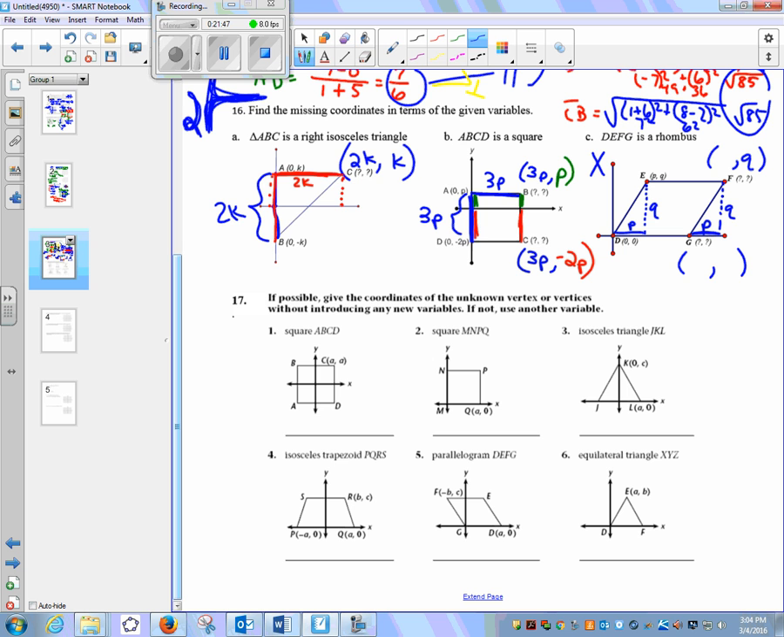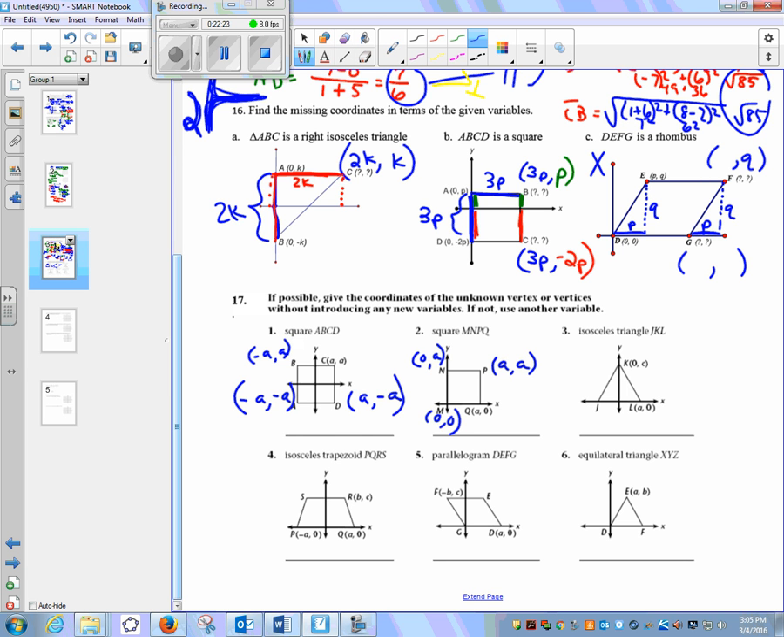Okay, if possible, give the coordinates of the unknown vertex or vertices without introducing any new variables. If it's not possible to not introduce a new variable, then you have to pick another variable. Okay, so for B, this would be negative A. This would be negative A, and D would be over A down A. Again, a square: over A up 0. This is going to be over A up A. This is going to be over 0 up A. And M is just 0, 0.